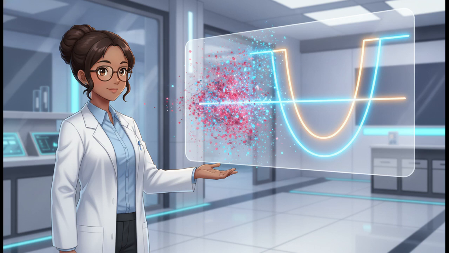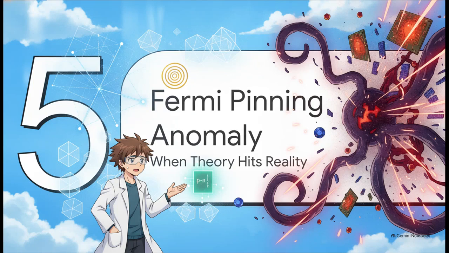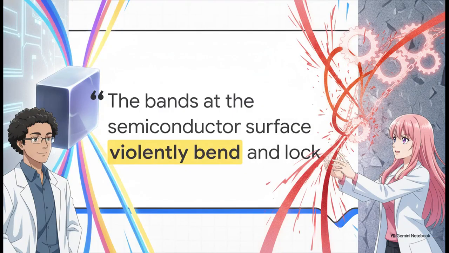The complex math and the physical reality align perfectly here, which, let's be honest, is highly reassuring when you are trying to engineer microscopic components. But things don't always go as planned. Welcome to Section 5, the Fermi pinning anomaly. Because as literally any engineer will tell you, nature doesn't always want to obey our neat mathematical alignments.